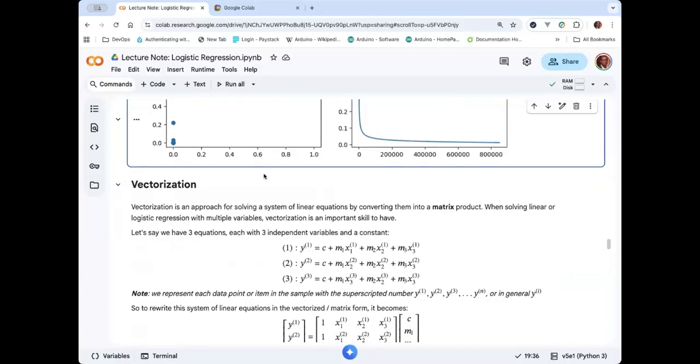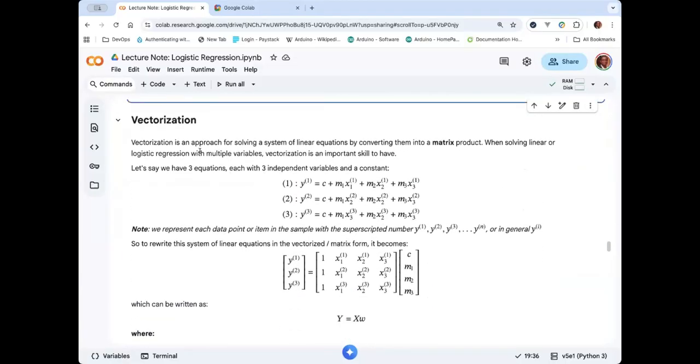And how do you do vectorization? So let's look at it this way. Vectorization is an approach for solving a system of linear equations by converting them into a matrix product. So you're basically going to have a matrix product, either a dot product or a cross product, either an inner product or an outer product. So typically when you are solving linear or logistic regression with multiple variables, vectorization is the best approach to use, and it's a very important skill for you to have. So let's start with a simple vectorization in your case.